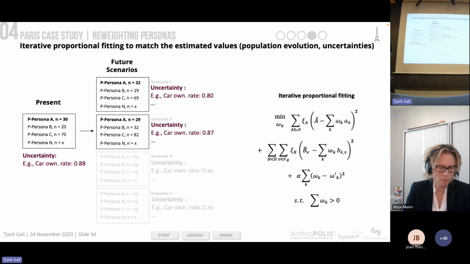And then in order to match the different uncertainties, for example, the car ownership rate of 0.88 of today. In scenario 1, we want it to be 0.8, in scenario 2, 0.87, and so on. So there are multiple uncertainties, in this case 3. And through an iterative proportional fitting process, we looked at how many more personas we need of one group compared to another in order to reach the synthetic population which integrates the future uncertainties across the different scenarios.